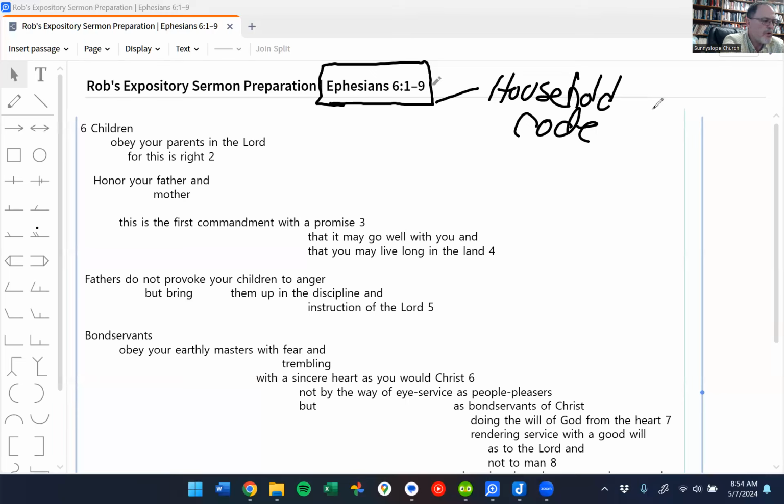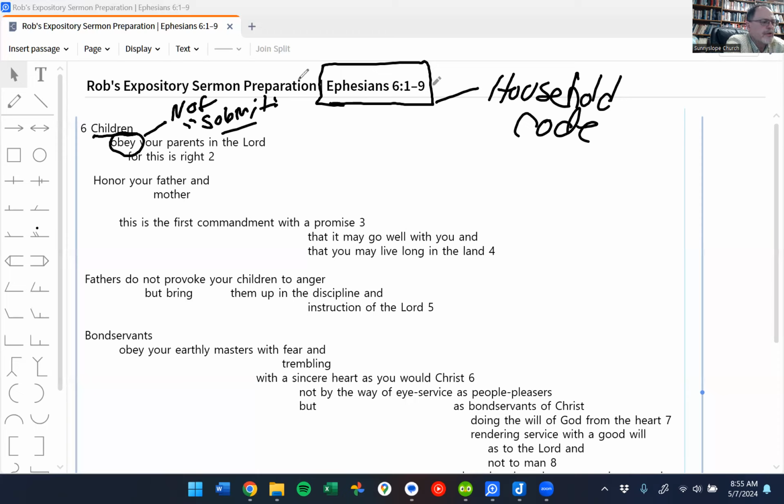Now, Paul begins here. You'll notice that he starts by addressing children, and he gives them a command. What I've noticed here is that when he uses the word obey, it's not the same word that Paul uses when he's speaking to wives. When he tells wives to submit, he's using a different word. I bring that up because I think sometimes when we hear the word submit, we assume that it's really the same thing as obey. And it turns out that that's not really the case.